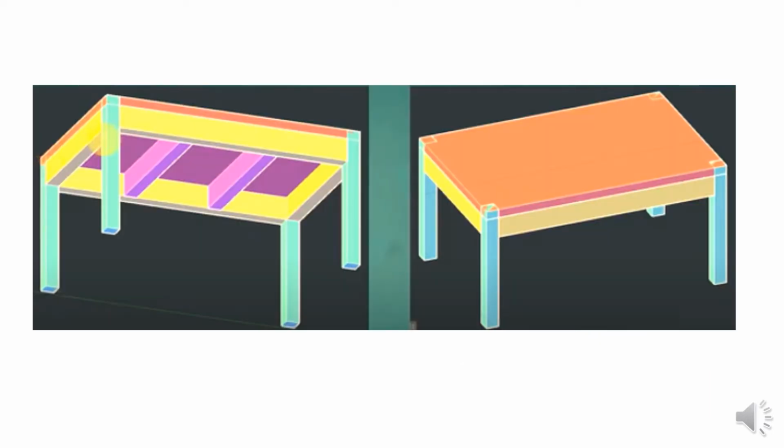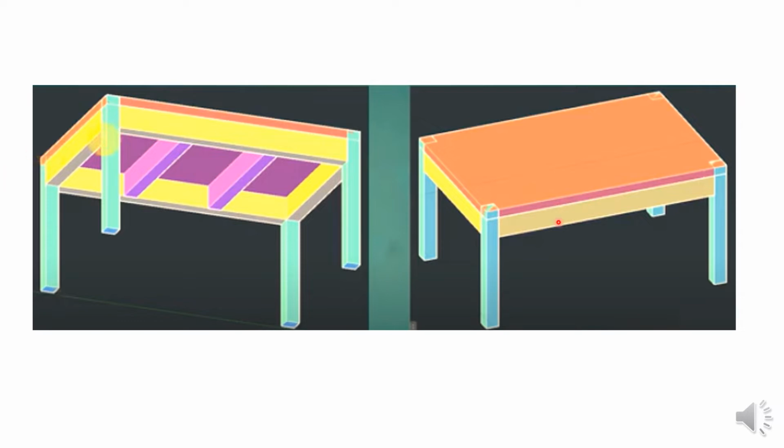This is actually a structural system. Normally the structural system consists of these columns. These are the columns. This is called the primary beams. This is a secondary beam. Normally the secondary beam is connected with the primary beams.